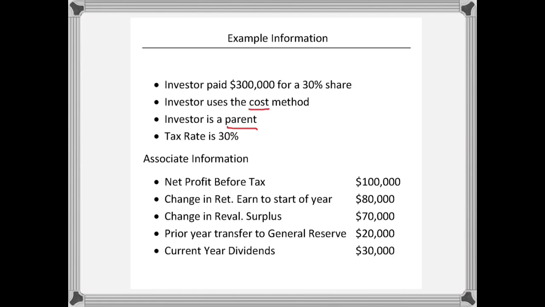Turning now to the associate, the net profit before tax was $100,000. Obviously tax hasn't been taken into account there, which we will need to deal with.